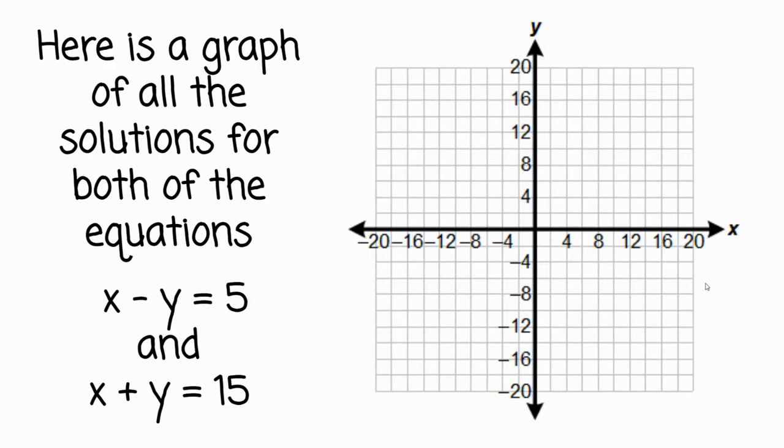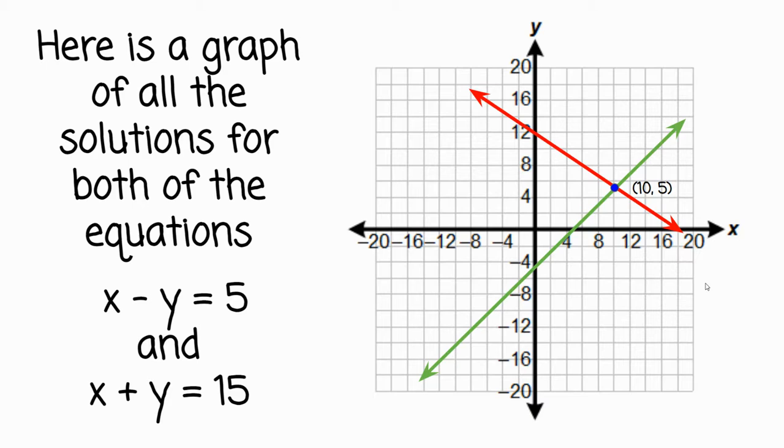So let me show you what that looks like on a graph. So remember, we've already seen the graph of X minus Y equals 5. That's the green line again. And now I've also graphed X plus Y equals 15 on the same exact graph. So notice here what's happening with those 2 lines. They are crossing each other. And guess where they're crossing? Boom, at 10 and 5.